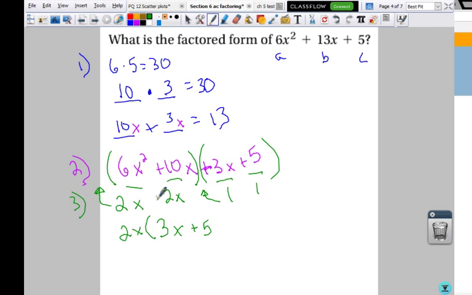Okay. What'd you say, Ruben? I don't know what to do. What's x over x? What happens with x over x? They cancel out and they're gone. So I just get 3x plus 5.